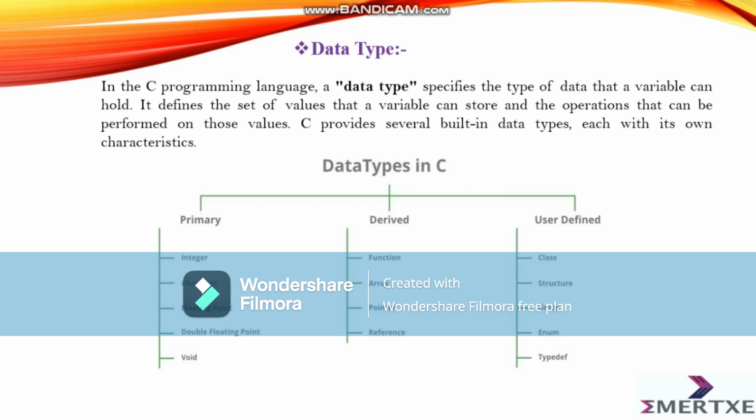Each has its own characteristics. First are the primary data types. Primitive data types are the most basic data types that are used for representing simple values such as integer, character, floating point, double floating point, and void. Second are derived data types. The data types derived from primitive or built-in data types are referred to as derived data types. These are function, array, pointer, and reference. The third and last one is user-defined. User-defined data types are defined by the user himself: class, structure, union, enum, and typedef.